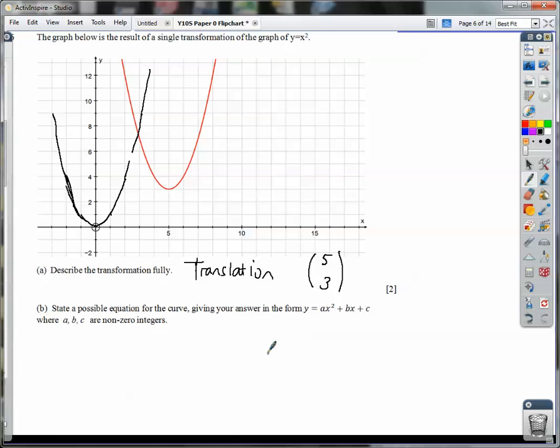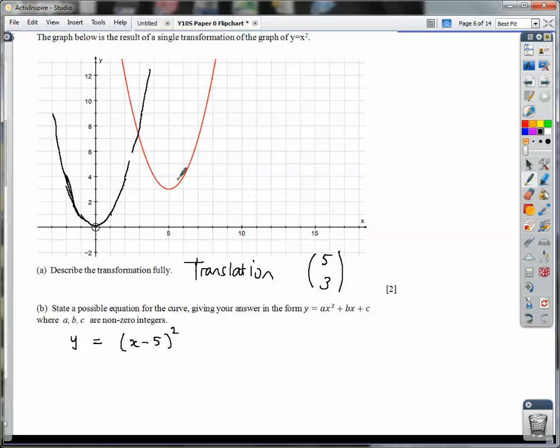Now B says, state a possible equation for the curve. What you're expected to know is that if you want to move the graph of y equals x squared 5 units to the right, you replace the x in y equals x squared with x subtract 5. If it was 5 to the left, you replace x with x plus 5. So we've got y equals x minus 5 all squared, which just moves this graph 5 units to the right.